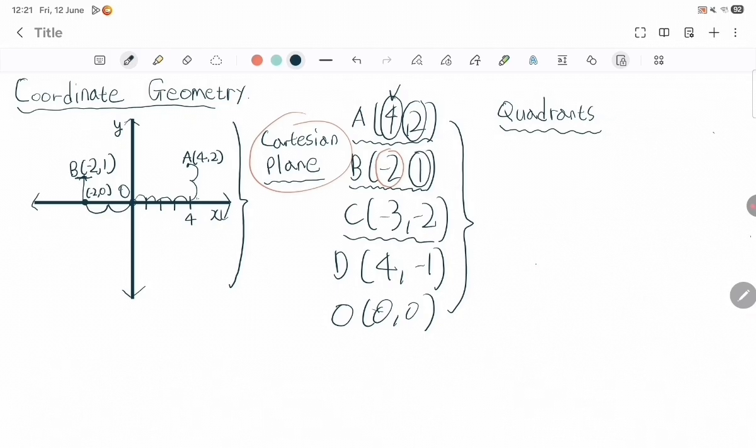So horizontal first, 1, 2, 3. Then (-3, 0) is here. Now the y value is negative this time. So that basically means we have to go down by 2. So here we have my (-3, -2).